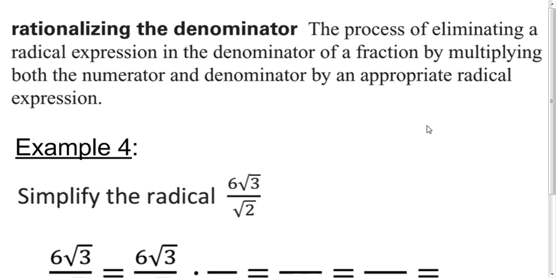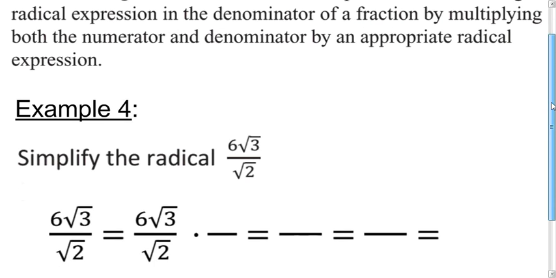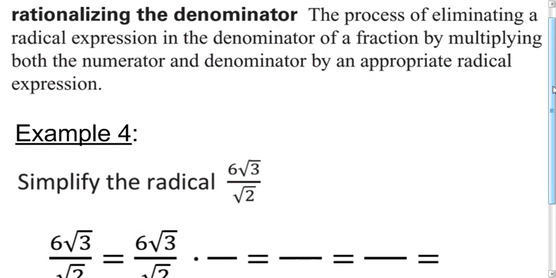So this process is called rationalizing the denominator. We want to get rid of that radical that's in the denominator, so we turn it into a rational number. Just the denominator is going to be rational, though. I mean, the numerator could be rational too, but always the denominator has to be rational.